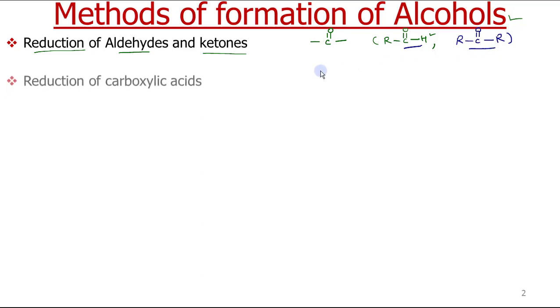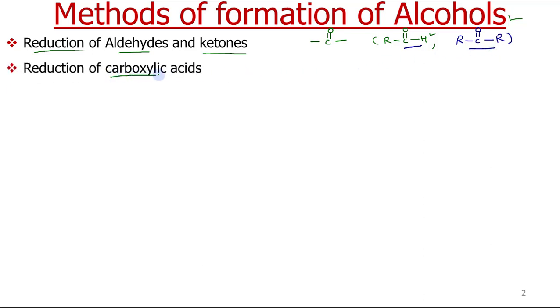So the next method is reduction of carboxylic acids. Carboxylic acids have a functional group like this, C double bond O OH. This is the functional group present in carboxylic acids. They can be represented as RCOOH. These can also be reduced to give you alcohols. We will discuss all these steps in different lectures, but today we will mainly discuss reduction of aldehydes and ketones.